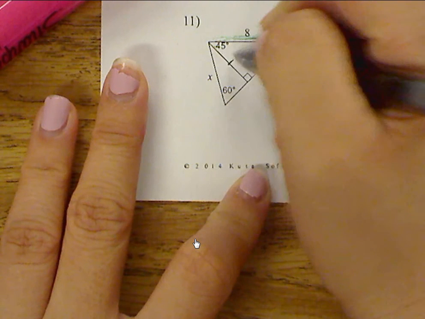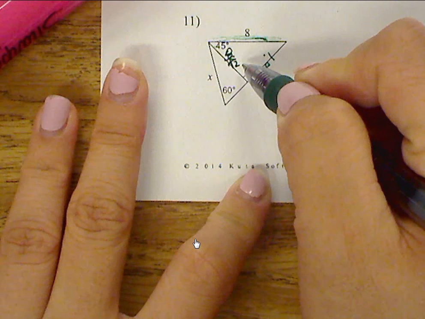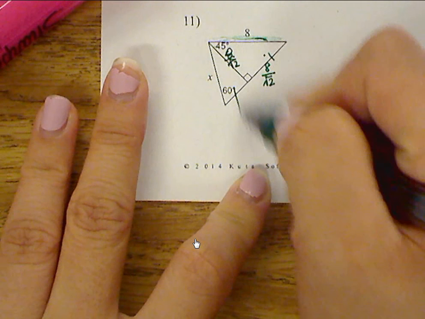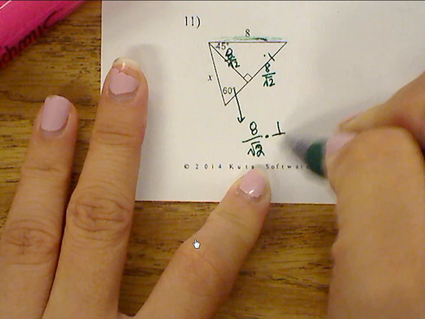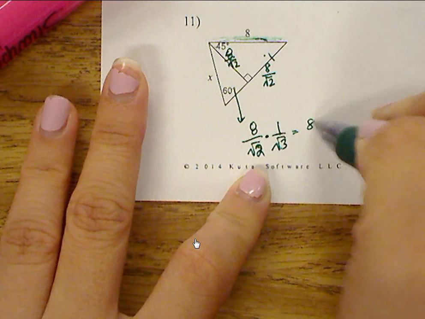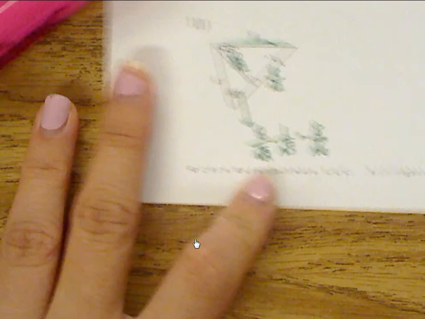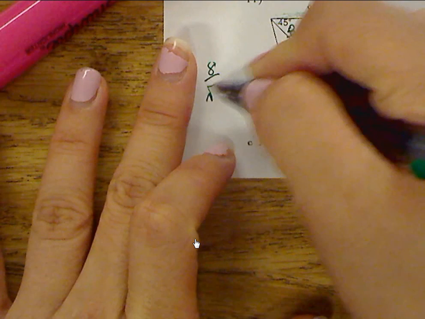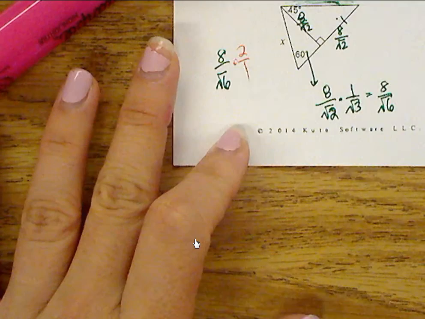But then this is the what? This is the long leg. How do I get from the long leg to the short leg? Divide by rad 3, which is 8 over rad 6. How do I get from the home base to the hypotenuse? Multiply by 2. Double it. So it's going to be 16 over rad 6.